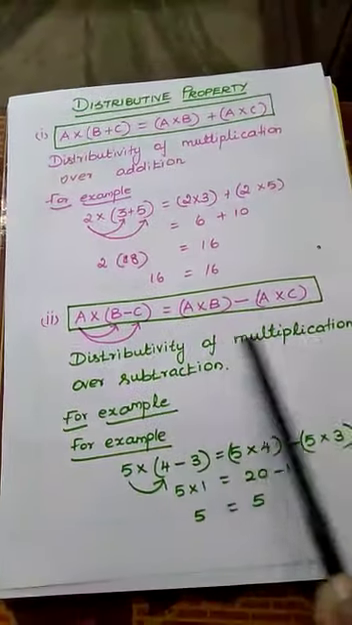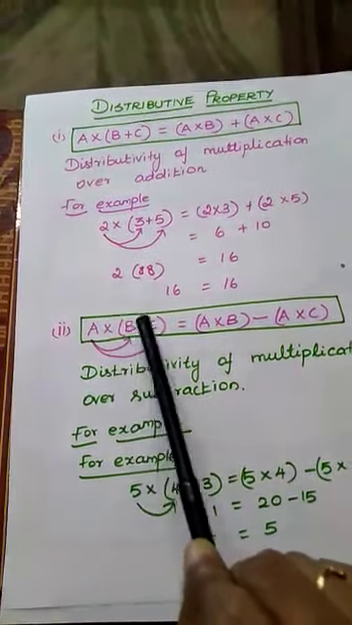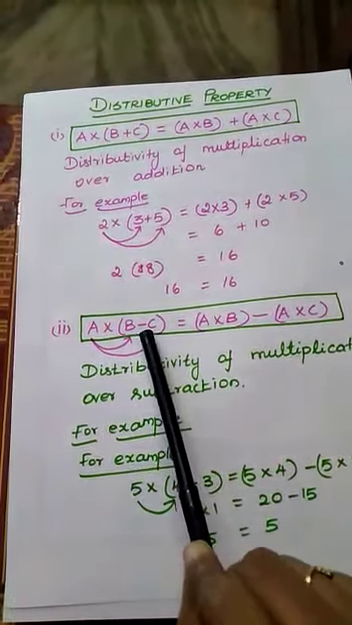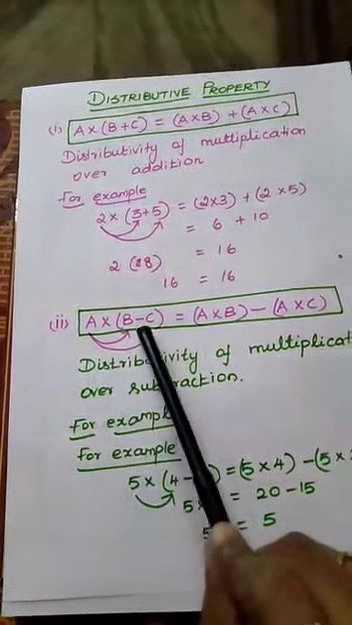Second one, distributivity of multiplication over subtraction. Here we have to use a product symbol. Inside the bracket you use a negative symbol. So a × (b − c) = a × b − a × c.